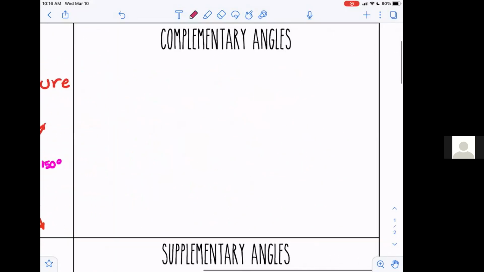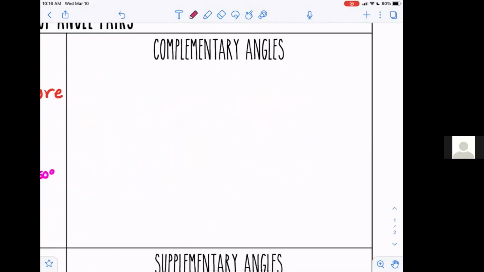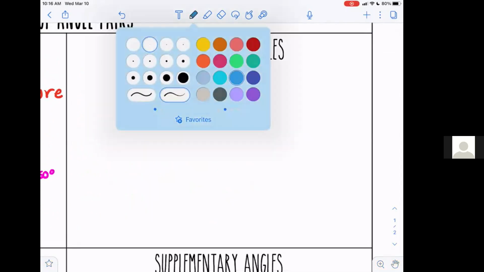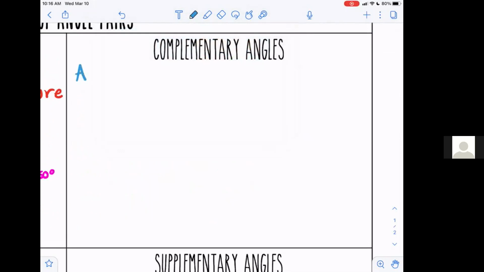What we are going to do is we're going to scoot on over and we're going to start talking about complementary angles. Complementary angles we'll do today in blue. These are always right angles. So if you see a right angle, you know it's complementary. You can look for the little boxes. So remember, look for the little box in the corner to tell you it's a right angle.